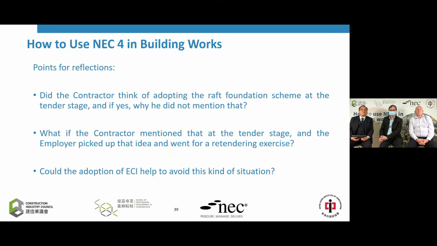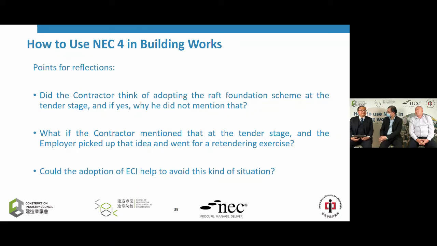Now, again, some questions for you to consider. Is it a likely scenario that the contractor already thought of the idea of replacing the bored piles with the rock foundation, but just chose not to mention that at the tender stage? The point is, if the contractor did think of this idea, what would happen if he mentioned that to the employer during the tender meeting?